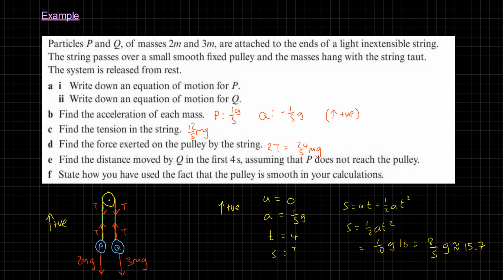And then finally F, state how you have used the fact that the pulley is smooth in your calculations. It's quite simple. We have assumed that the pulley is frictionless, and therefore the tension throughout the string is the same. Specifically, this T here of the string pulling P is going to be the same as this T here of the string pulling Q, and that's permitted by the fact that the pulley is smooth and therefore allows the string to maintain the same tension throughout.